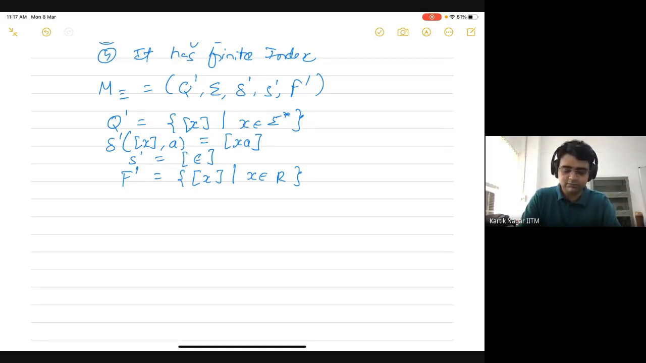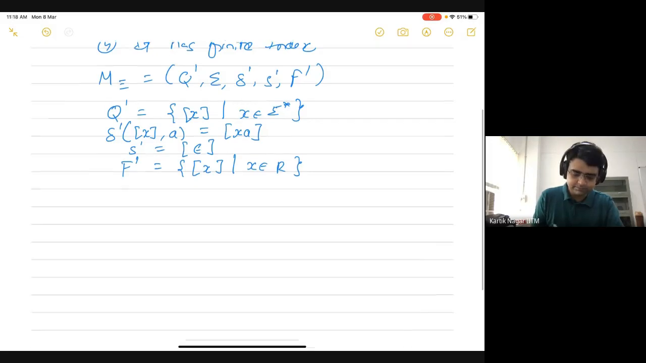So given some equivalence class of X that we start from, if I apply this operation, then I must always go to the same equivalence class. So how is that satisfied? You can take two strings X and Y, and they may both be in the same equivalence class. In which case, if you were to apply this delta prime, you would get XA and YA.